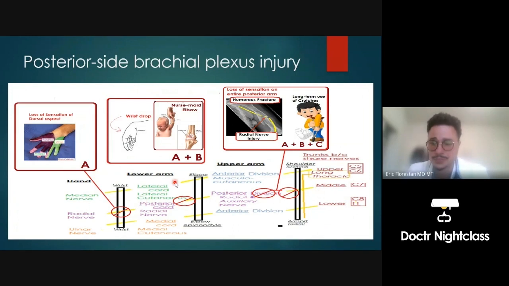Let's continue. So there is a lesion here at the wrist, right? It's on the posterior aspect of the wrist. What will you see? Loss of sensation on the dorsal aspect. Now, this is where the radial nerve innervates. The radial nerve innervates the posterior compartments. That'll be the dorsal aspect of the hand.